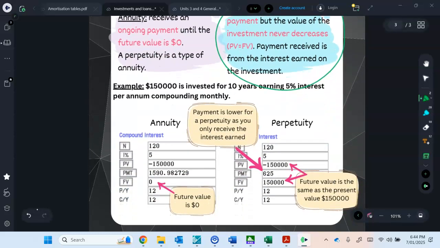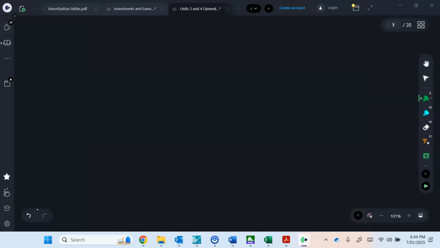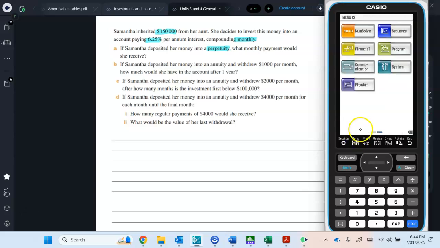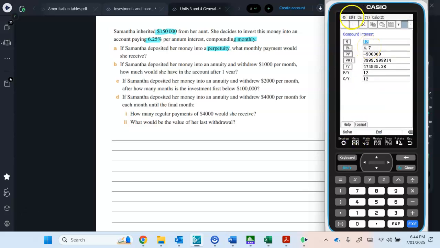And we can have a look here. We've got the negative 150,000 and the future value is positive 150,000. Always the same. Let's put that into the calculator. Menu, financial. Let's just clear the page. So let's put in, she's inherited 150,000. A perpetuity is a type of annuity, which is a type of investment. So we're putting that money into the bank as a negative.